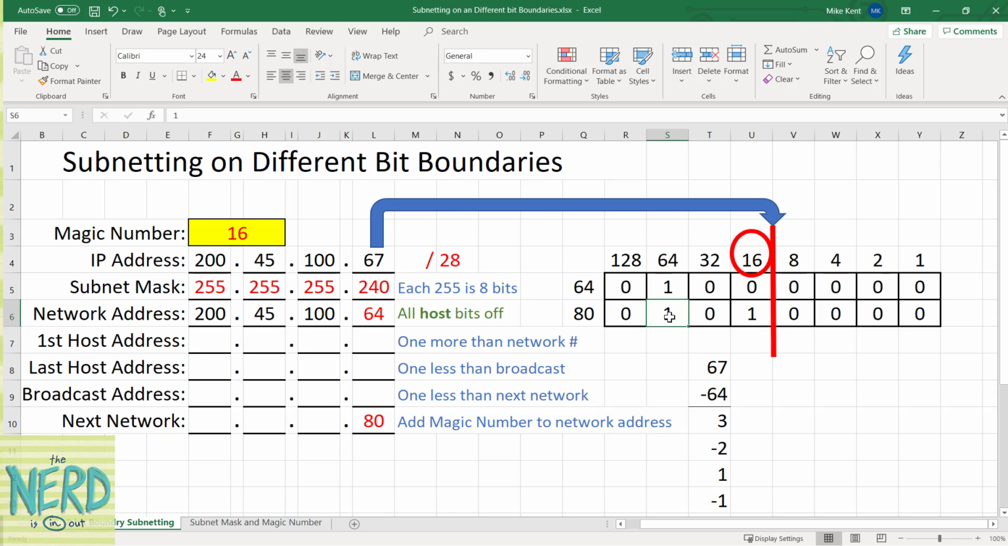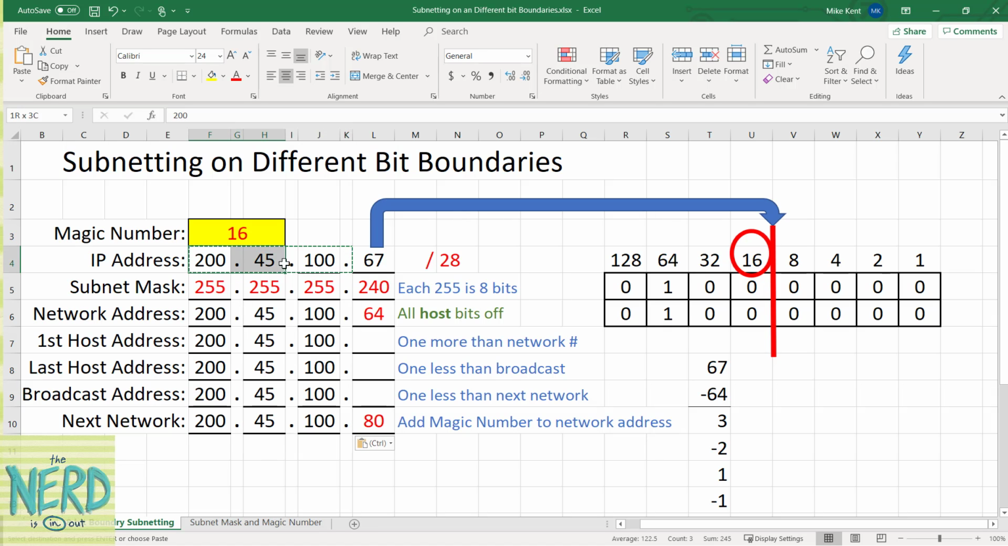See, network 80 is going to be the 64-bit plus the 16-bit. It's got different network bits. But you don't have to look at it in binary. The only thing you have to worry about is once you've got the network number, you add the magic number, you get the next network. Now, everything else is trivial.